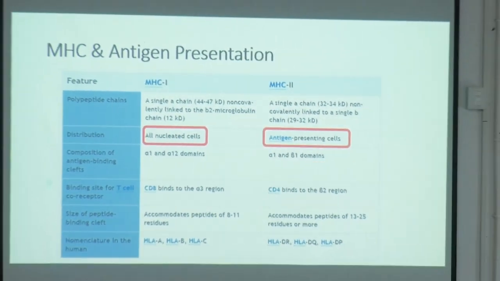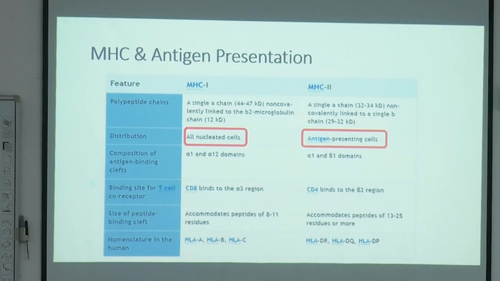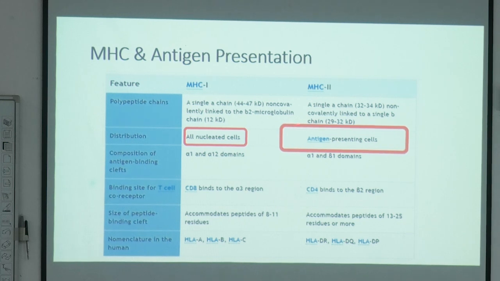Just look at the differences between MHC1 and MHC2. Obviously, there are differences in the polypeptide chain, so the weight, but the major difference is MHC2 is expressed in all antigen presenting cells, whereas MHC1 is displayed by all nucleated cells.